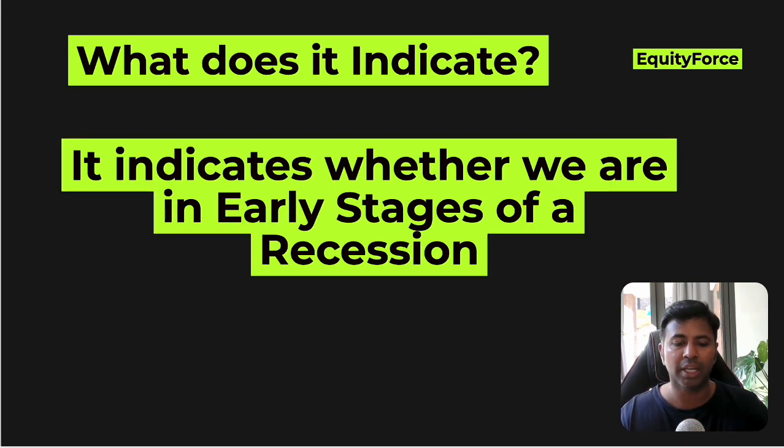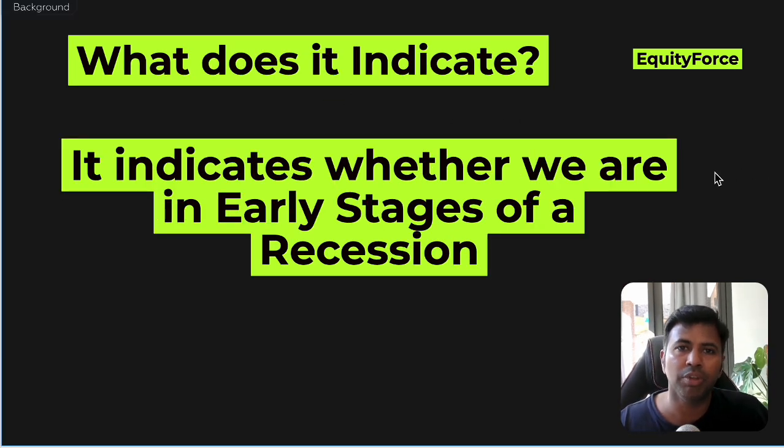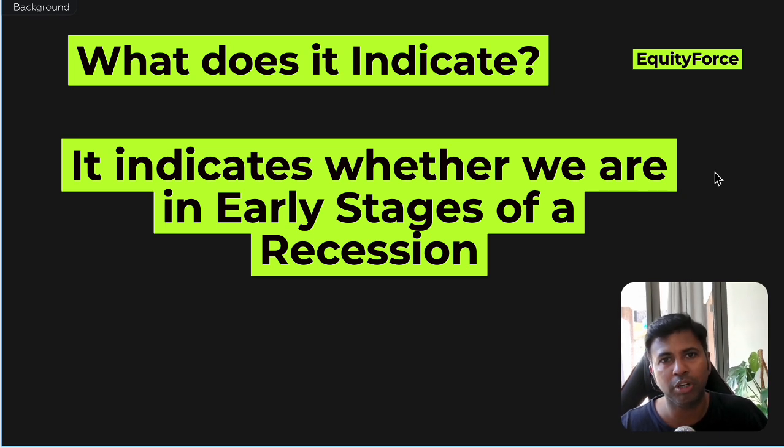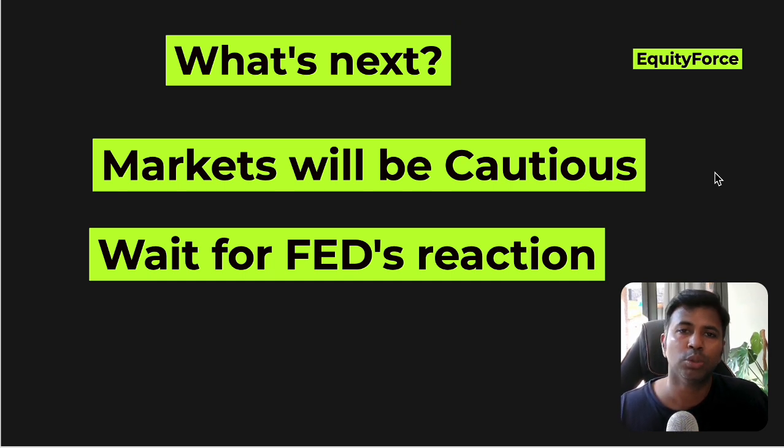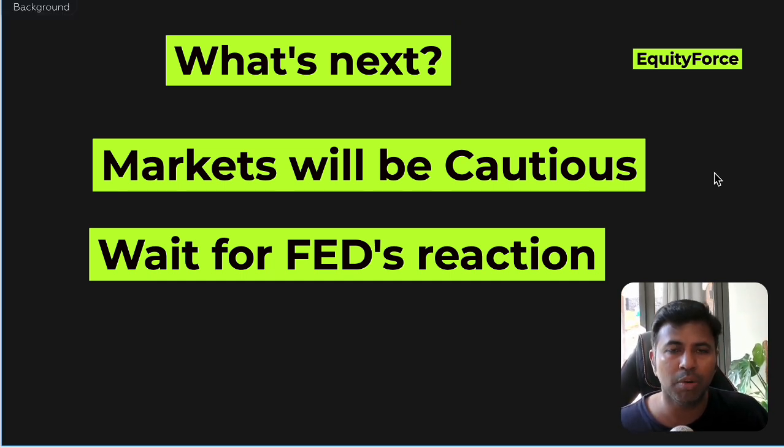So what does it indicate? It indicates whether we are in the early stages of a recession. And what will be the next step of actions? The markets will be very cautious right now. We can see how the markets have reacted in the last couple of days, like Friday and Monday. There has been a huge sell-off because of the stream of bad news, because of Sam's indicator being triggered, as well as the effects of the Japanese carry trade being played out.